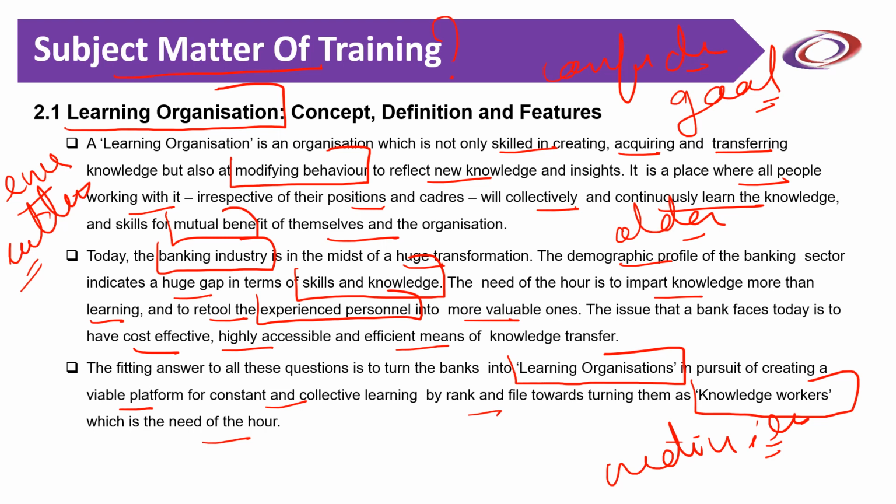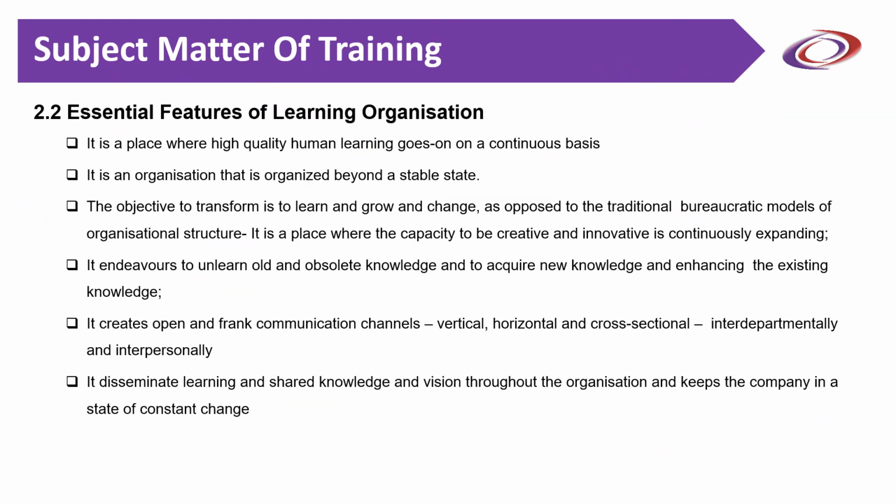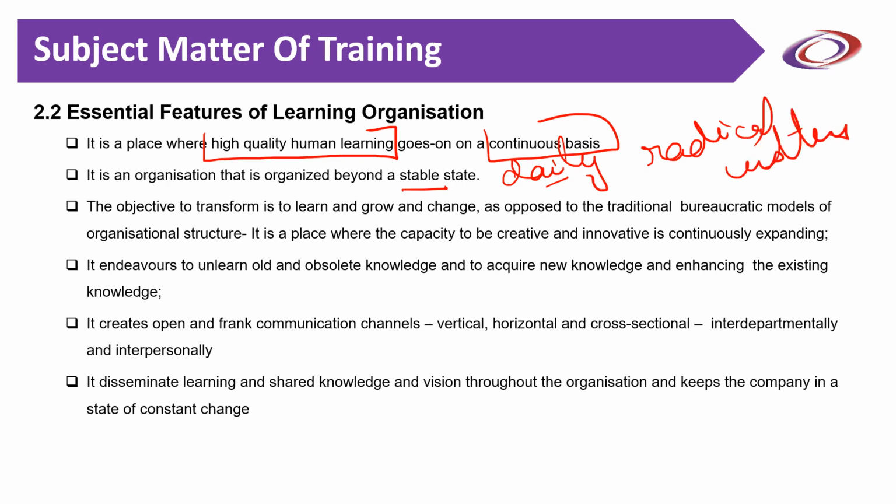So the learning organization is one in which knowledge is emphasized. These are complex economic institutions wherein learning and knowledge takes place, and here creative ideas are constantly generated so as to permit the organizational transformation. There are certain features of a learning organization. It is a place where high quality human learning goes on a continuous basis. It is beyond a stable state. On a daily basis, the behavior is modified through radical changes in the organizational culture, a culture that promotes to learn, grow, and change.